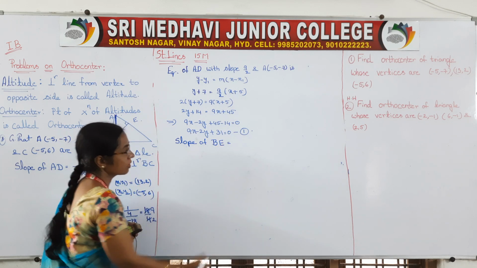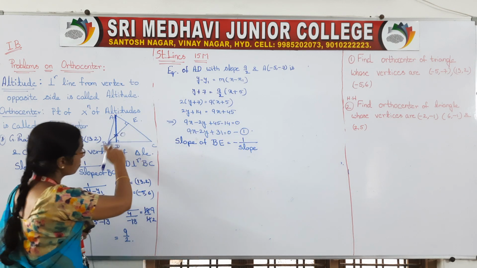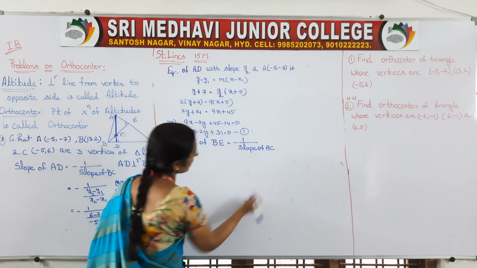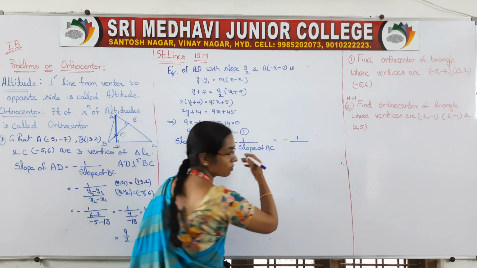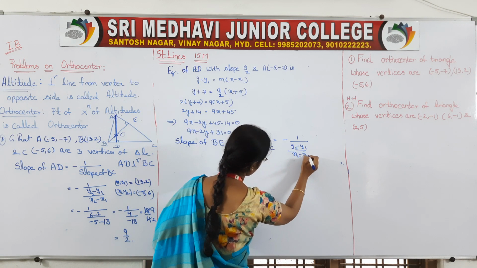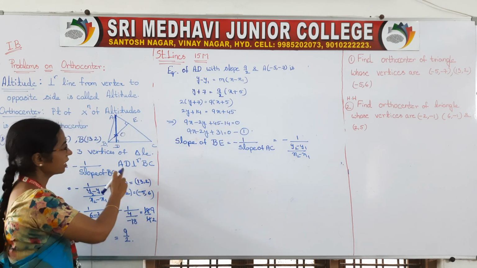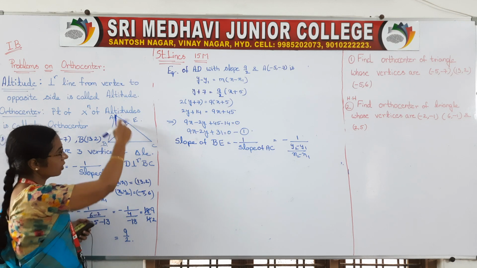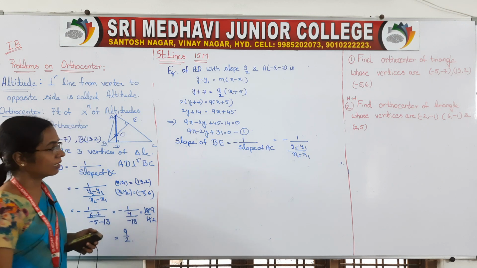Slope of BA is equal to minus 1 by slope of its perpendicular line. BA is perpendicular to AC. So slope of AC. So it is equal to minus 1 by, what is the formula? It is y2 minus y1 by x2 minus x1, right? So why have we taken this here? Here I have already written AD is perpendicular to BC. That's why we have taken it here also. Your BE is perpendicular to AC. That's why slope of one line is equal to minus 1 by slope of another line.